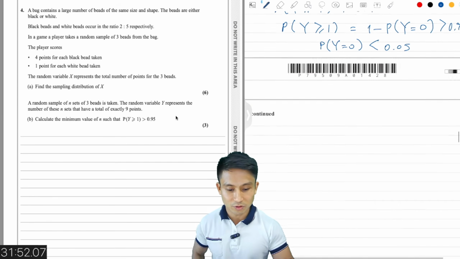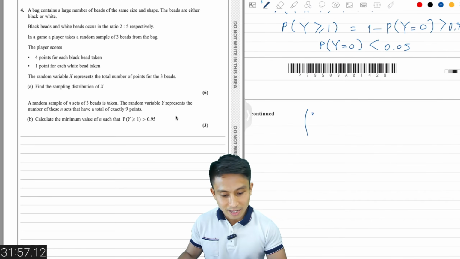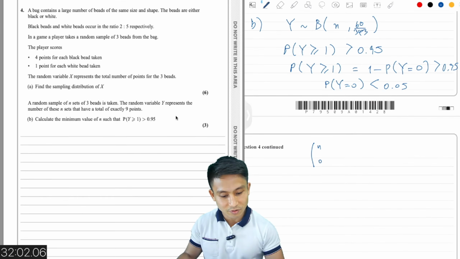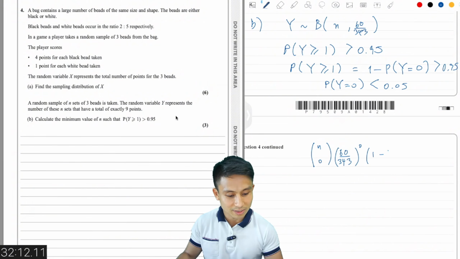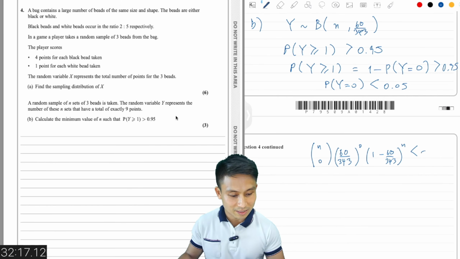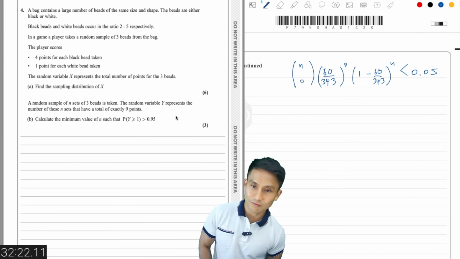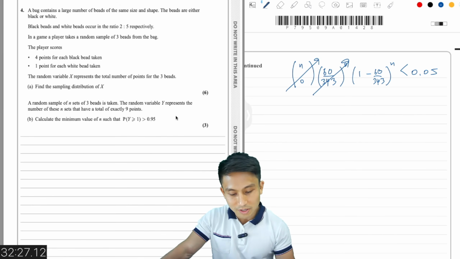Yeah, 0.05. So what is this, right? So basically you just use n, which is the number of sets, and x here, which is 0, right? The probability of success, which is 60 divided by 343, to the power of 0, because we get 0 here, and 1 minus that to the power of n. This must be less than 0.05. Okay, and we want the minimum value of n to satisfy this.